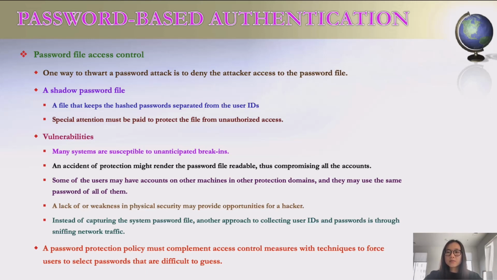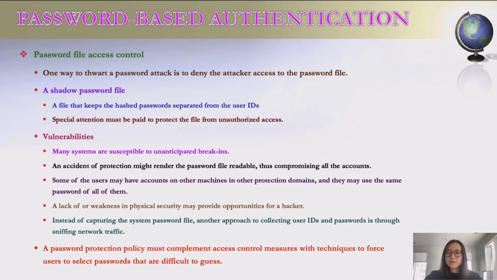Although password file protection is certainly worthwhile, there remain vulnerabilities. Many systems are susceptible to unexpected break-ins. A hacker may be able to exploit a software vulnerability in the operating system to bypass the access control system to extract the password file. Alternatively, the hacker may find a weakness in the file system or database management system and allow access to the file. A list here on this slide provides some vulnerabilities that are associated with the password-based authentication.